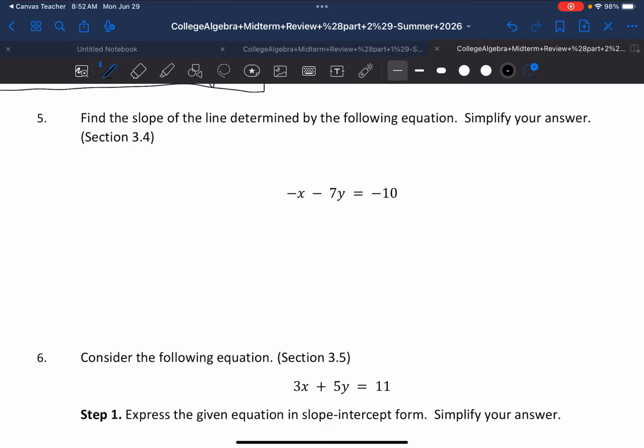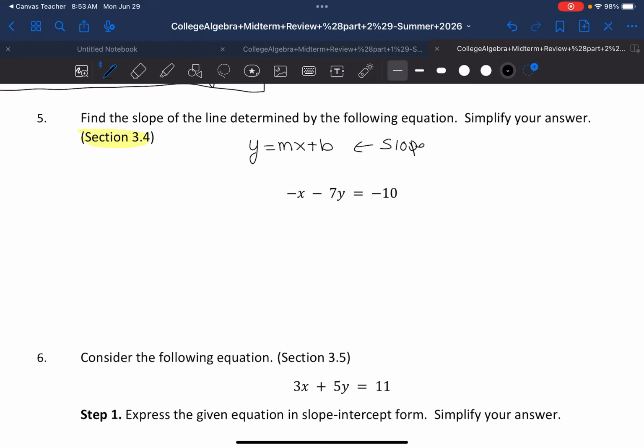Okay, number 5. Now we are in 3.4, which is still about linear equations, but we talk about some of the different types of forms of linear equations. This one says find the slope of the line determined by the following equation. To do this, we could put this in slope-intercept form, which is y equals mx plus b.